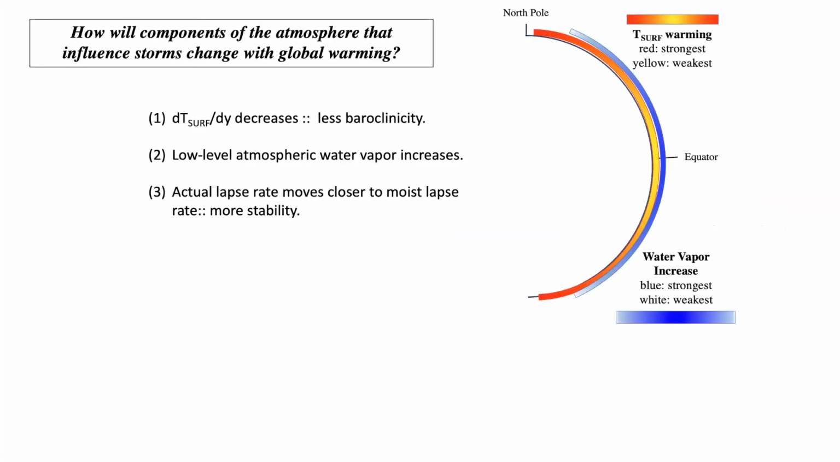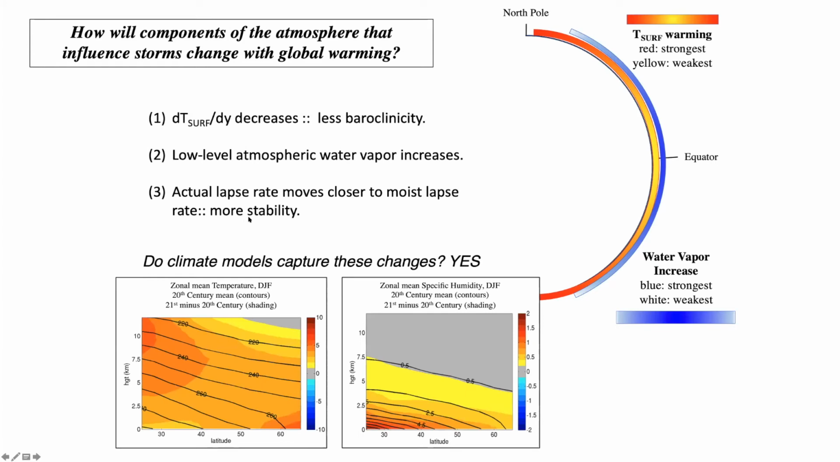So how will the atmosphere that influences the storm change with global warming? We've talked already about how the gradient in surface temperature is supposed to decrease, so a decrease in baroclinicity. Low-level atmospheric water vapor is certainly going to increase, and this is a secondary energy source for the extratropical cyclones, so it could intensify them. And the actual lapse rate is moving closer to a moist lapse rate. That's beyond what we need to talk about in this lecture.